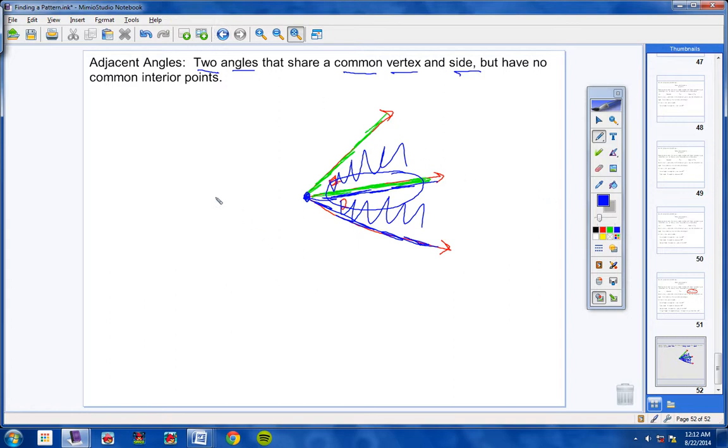You could actually have adjacent angles like this. You could have a straight line and then a line coming off of it like this. And those two angles would be adjacent. We'll call this angles 3 and 4, because here's angle 3 right here, here's angle 4 right here, and they share the common side and they share a common vertex. So understand what adjacent angles are. Two angles that share a common vertex and a side but have no common interior points.